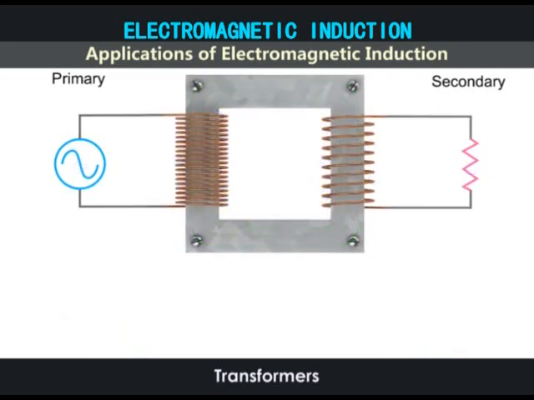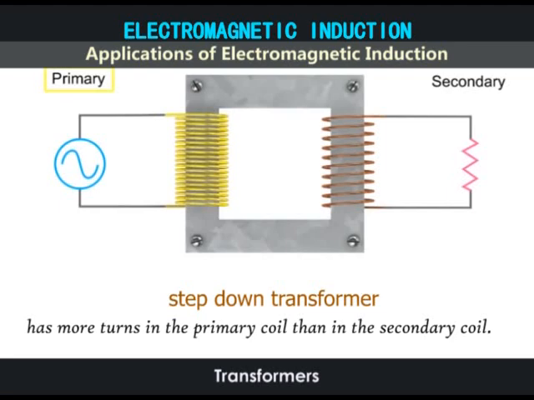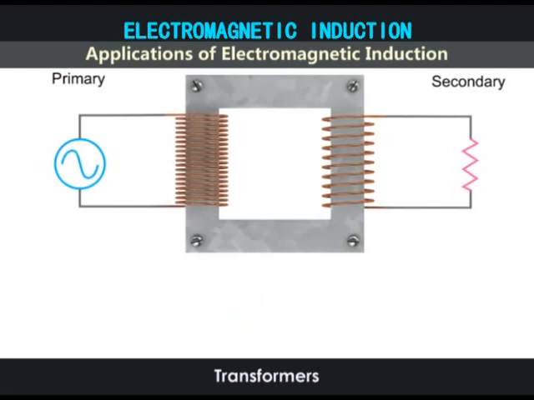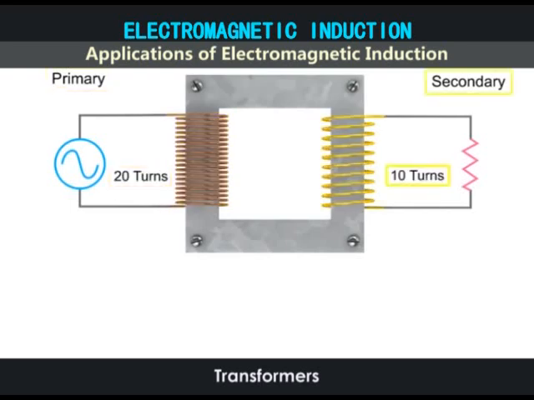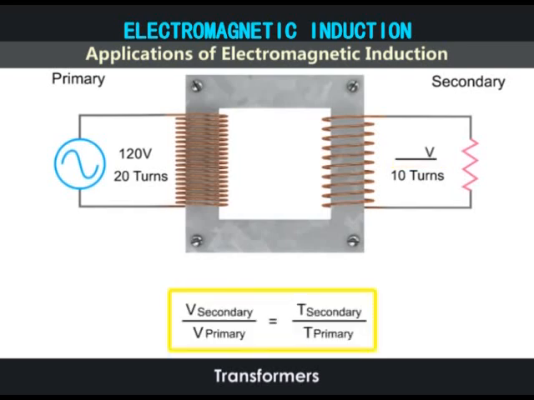If there are fewer turns in the secondary than in the primary coil, this is a step-down transformer. The resulting voltage in the secondary circuit will be less than in the primary. In this example, we have 20 turns in the primary coil and 10 turns in the secondary. To determine the decrease in voltage occurring in this step-down transformer, we use a simple transformer formula.